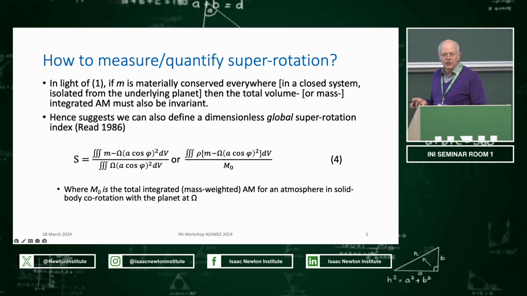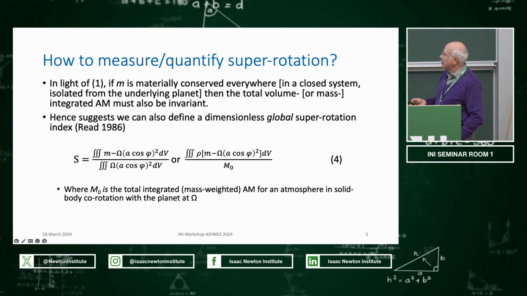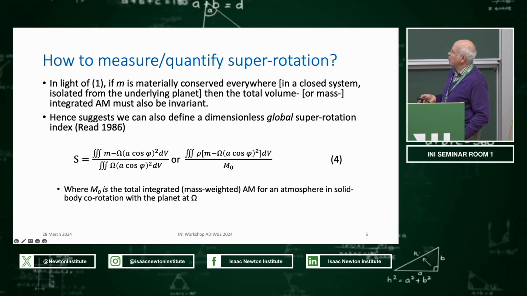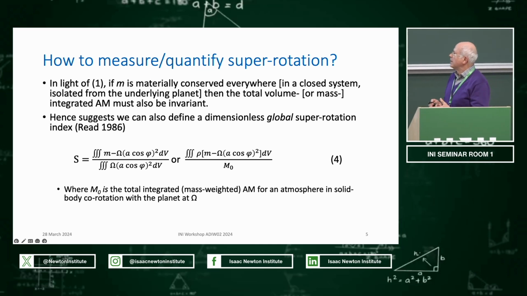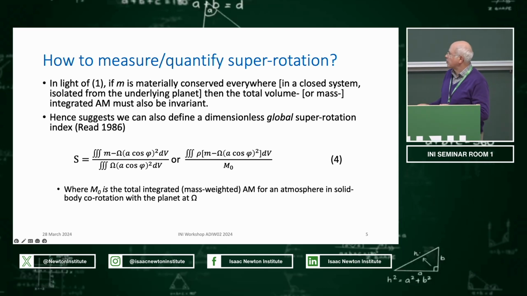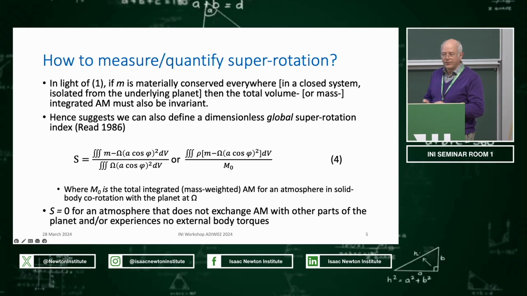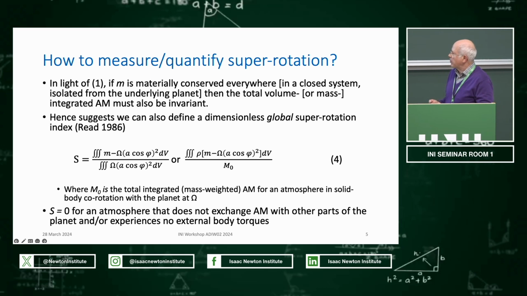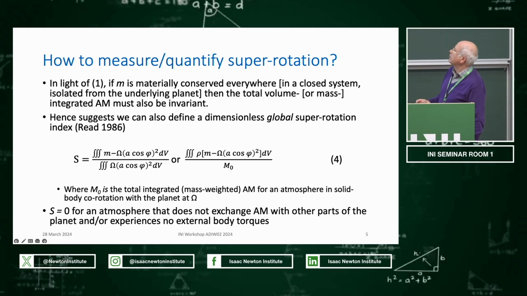It's important to distinguish that these are not measuring the same thing. They are distinctive parameters, and you can have one without the other, as we will see. In this case, if we use the mass-weighted value, for example, which I'll show shortly, then M naught is the normalizing quantity, the total integrated mass-weighted angular momentum for an atmosphere that has the same density structure but is in co-rotation with the underlying planet. So again, we would expect S to be 0 for an atmosphere that doesn't exchange angular momentum with other parts of the planet, but other values may be possible if, for example, there's a frictional interaction with the underlying surface.